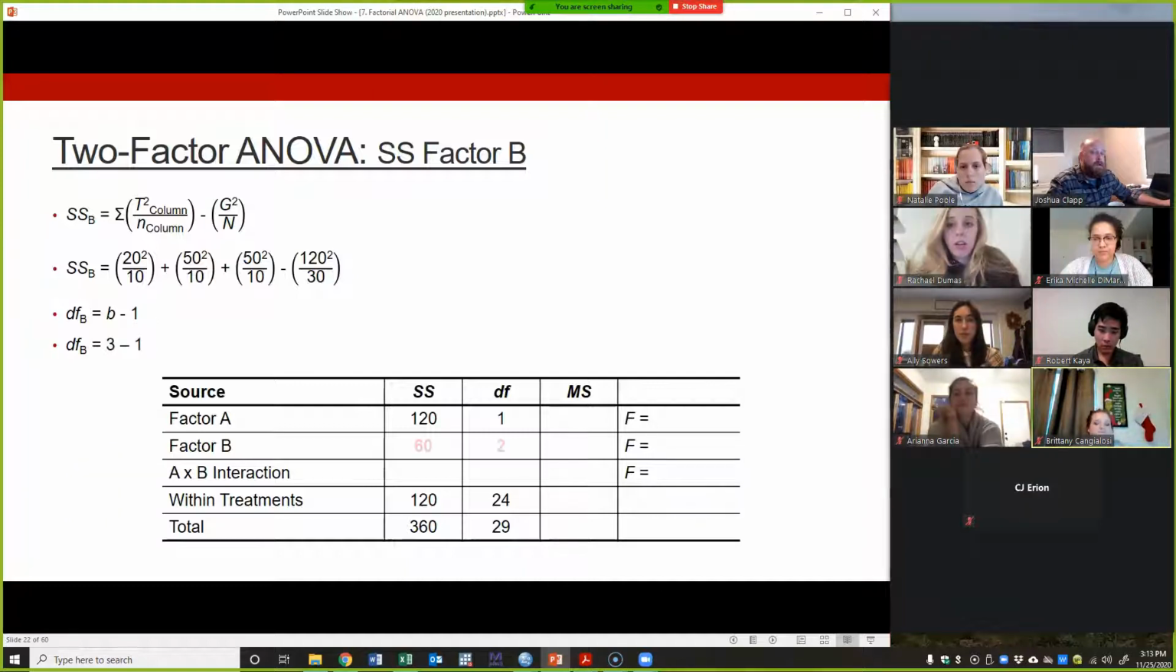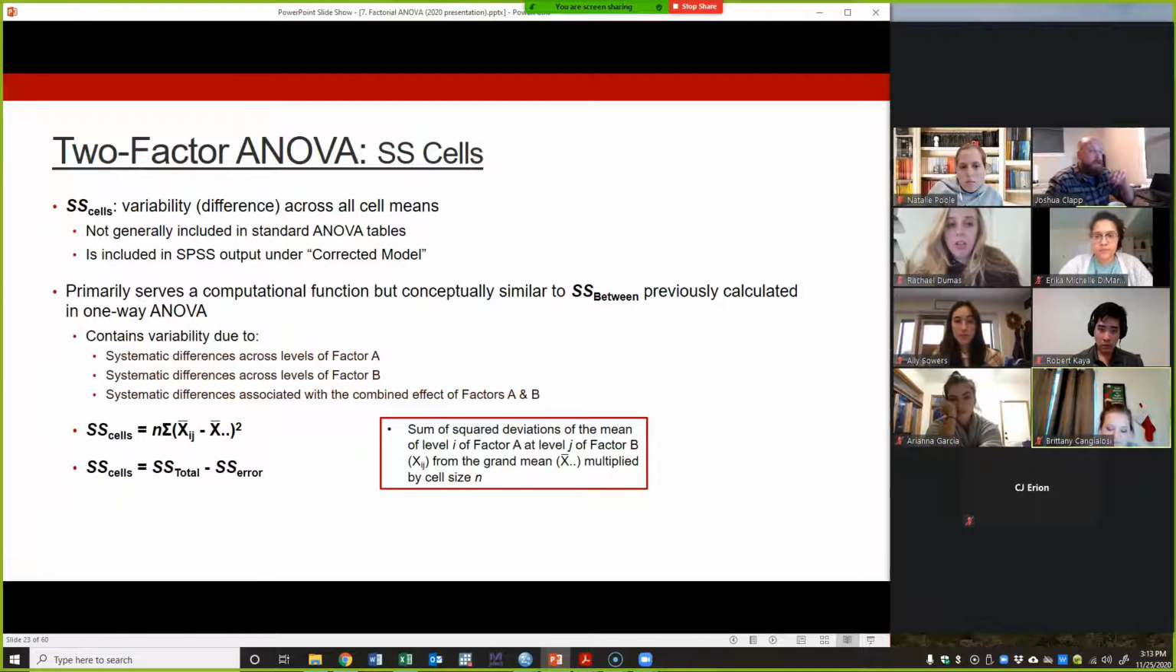Okay. All right. So we've got our main effects. We've got our total. We've got our error. Now what we need to do is start thinking about how we tease out the variability or the variance that's attributable to individual differences across these cells. Okay. And so from a computational standpoint, we're going to calculate something called sum of squares cells. Your sum of squares cells is going to be the differences or the variability across all your individual cell means, right?